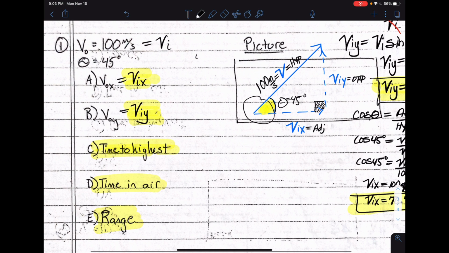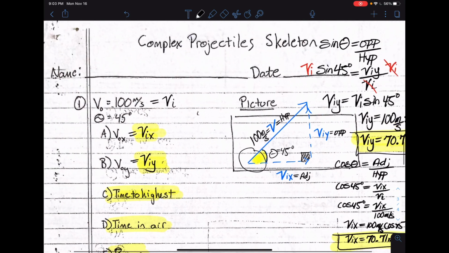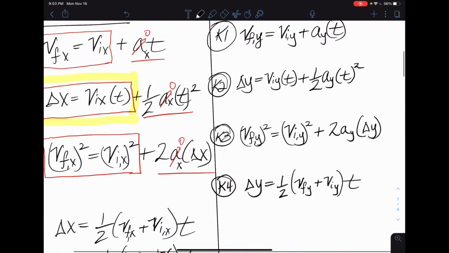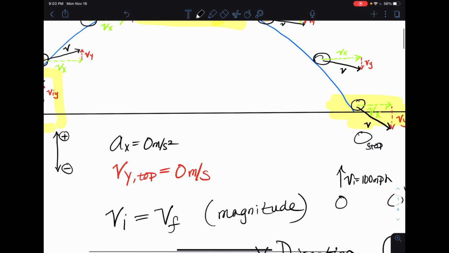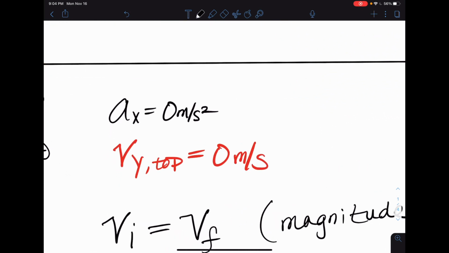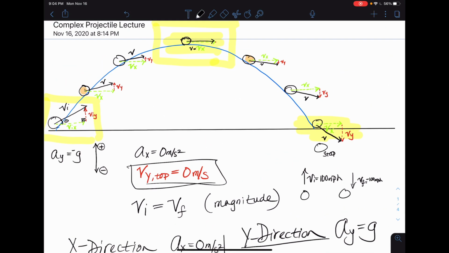Now, the next question they ask us is time to the highest. So to find the time up to the top, we are going to take advantage of the fact that we know something about the top, right? We know at the very top that the y velocity is equal to 0. We said this earlier. So if we know that that's the case, we can then call that the final y velocity. So we're going to call this initial, and we're going to call this final.